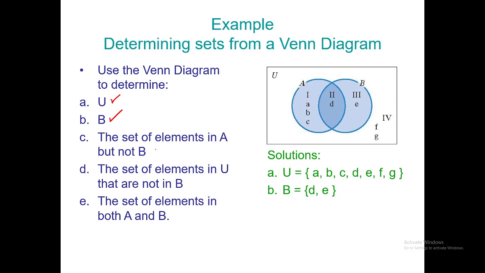Now, here's another question. Set of elements in A but not in B. Elements in A that are not in B. A, B, C. Okay? Next, set of elements in U that are not in B. So, we just remove the elements that are in B. Our answer will be A, B, C, D, F, G. That's correct. And lastly, the set of elements in both A and B. What is common to A and B? D. That's how we use the Venn diagram.